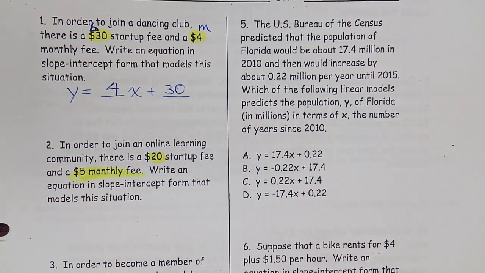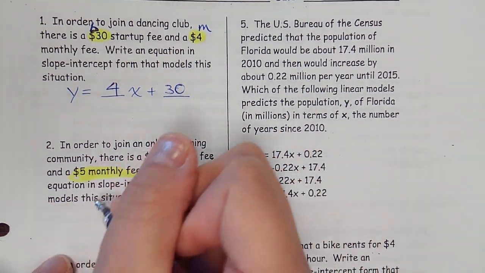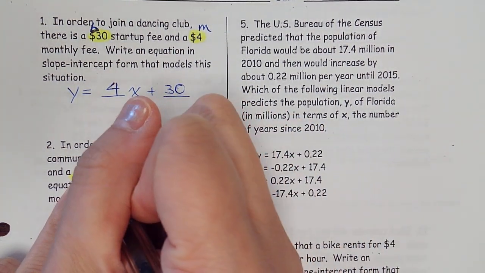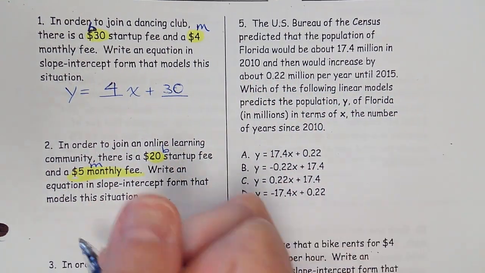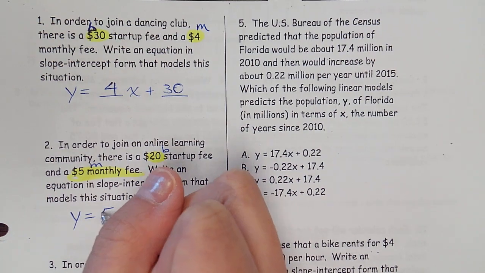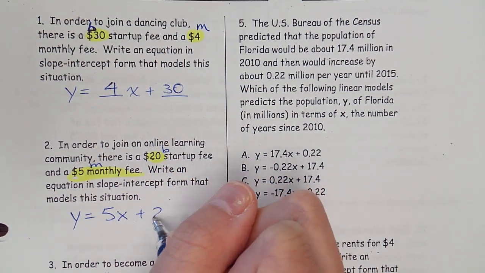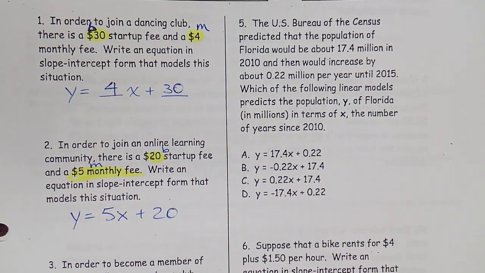$20 startup fee, $5 monthly fee. Other than Logan. Maria. Y equals 5x plus 20. So the 5 is your M and the 20 is your B. So Y equals 5x plus 20. Good.